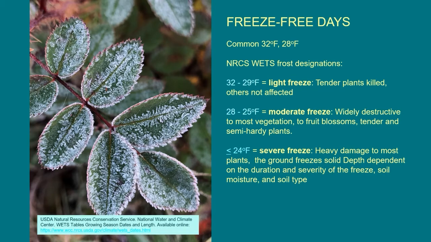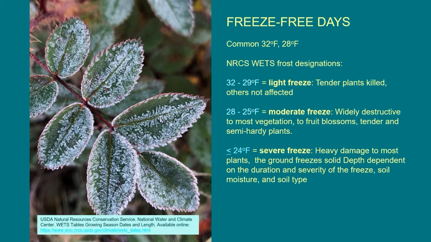NRCS uses a scale of freeze damage in its wetlands (WETS) model that might be useful for agricultural situations. 32 to 29 degrees Fahrenheit is a light freeze. Tender plants are killed with little destructive effect on other vegetation. From 28 down to 25 is a moderate freeze, widely destructive effect on most vegetation with heavy damage to fruit, blossoms, tender, and semi-hardy plants.